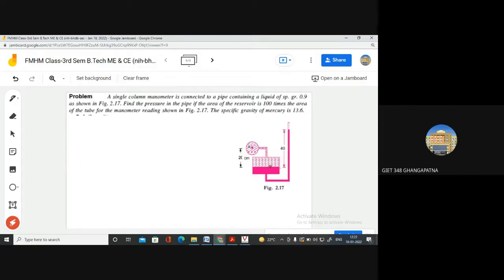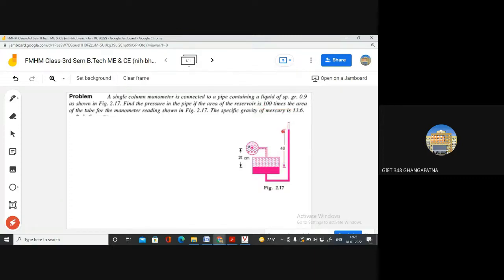So what is the specific gravity of the heavy liquid? That is mercury. It is 13.6. Clear? So you can find out the density of mercury also simply by multiplying by the density of water, that is 1000. Then area of the reservoir. Here you see, area of the reservoir is 100 times the area of the tube. So area of the reservoir we will take as capital A, and area of the right limb, this is the right limb, we will take as small a. The ratio of capital A to small a is equal to 100. That is what is given in the question.